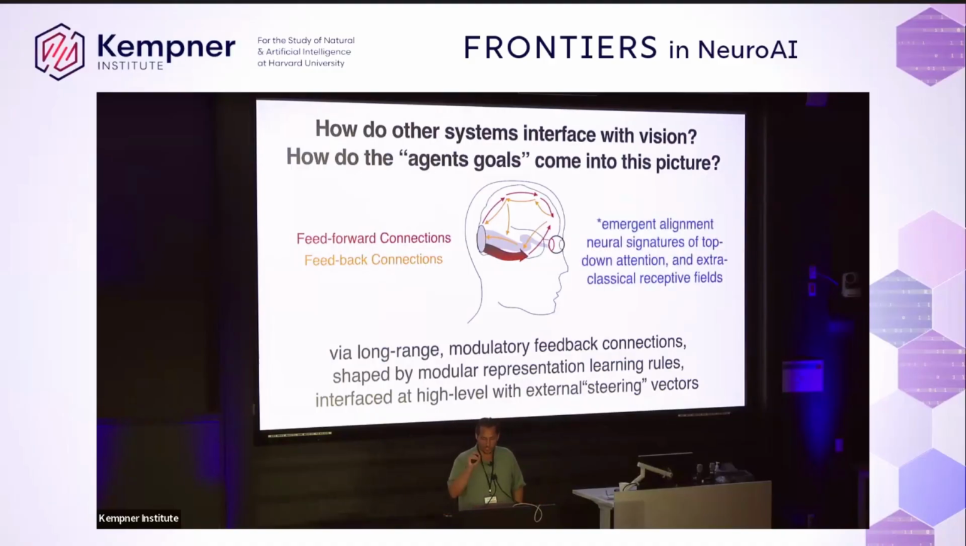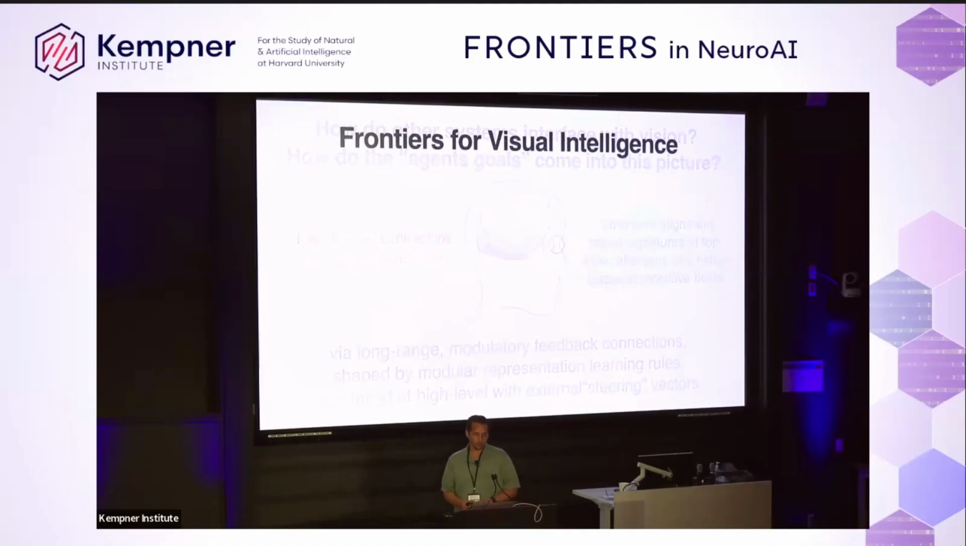And I didn't have time to dig down into some of the nuts and bolts of the model, but we see a lot of emergent alignment between the internals of this LRM model and biological visual systems. For example, extraclassical receptive fields emerge in early layers.